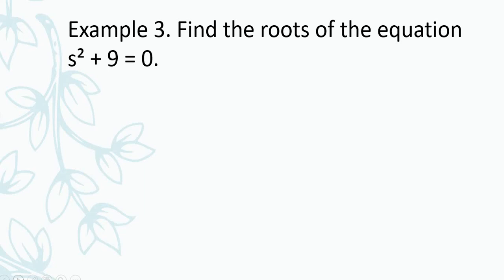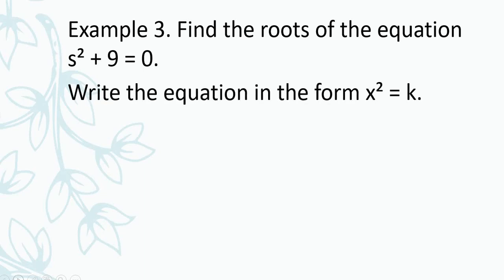Another example, find the roots of the equation s squared plus 9 is equal to 0. Write the equation in the form x squared is equal to k. Now, if you notice, our equation s squared plus 9 is equal to 0 is not in the form x squared is equal to k. It is not yet in that form. So what are we going to use? Since the sign of 9 is positive, we will use the subtraction property of equality.